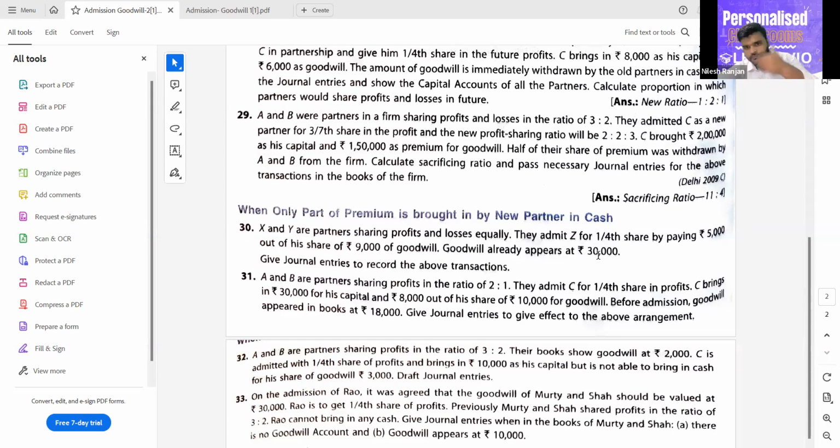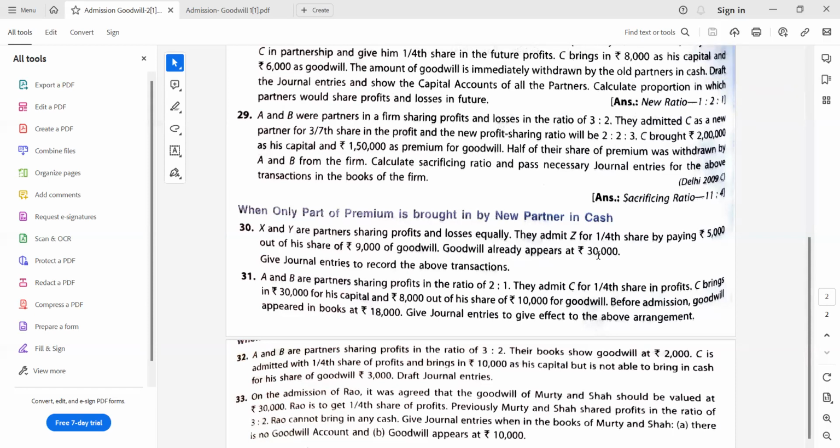Now, what is hidden goodwill? Do you understand the meaning of hidden? It is not shown in the books of account. Yes, it is not showing in the question actually, because we have to solve the question, so it will not be given in question directly. Okay, you have to find it.